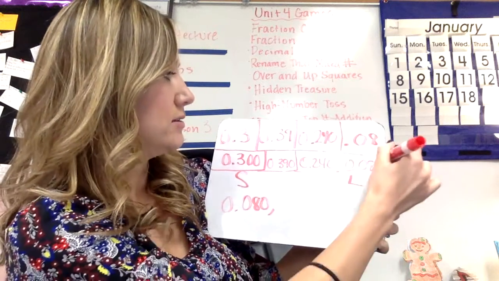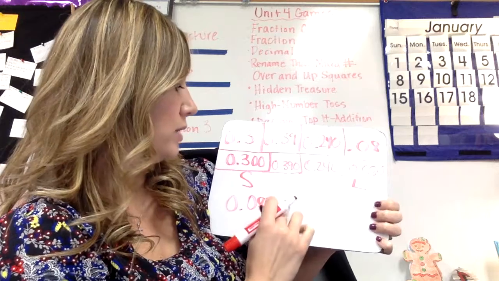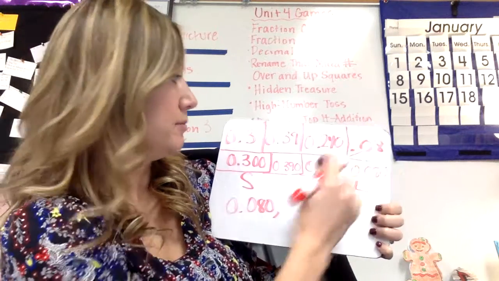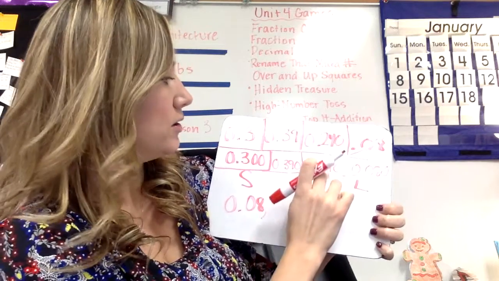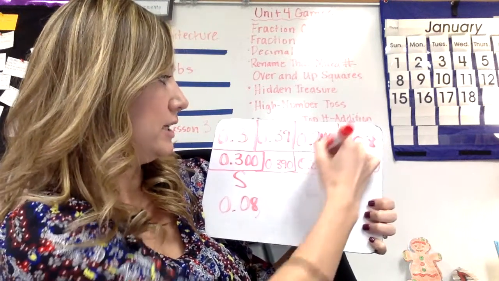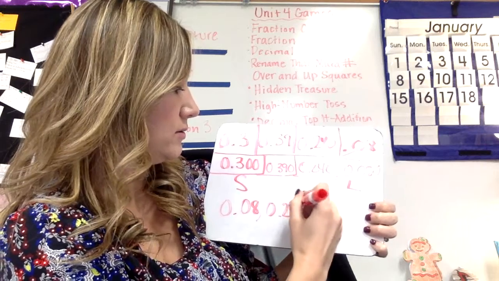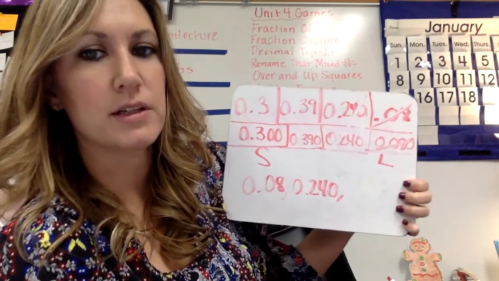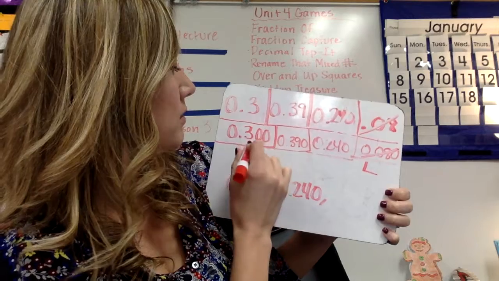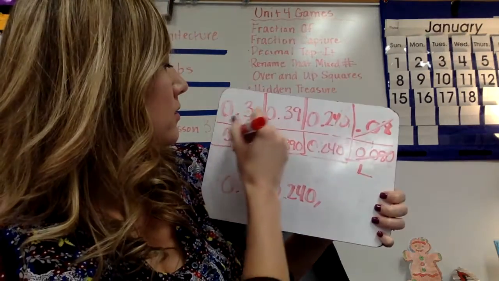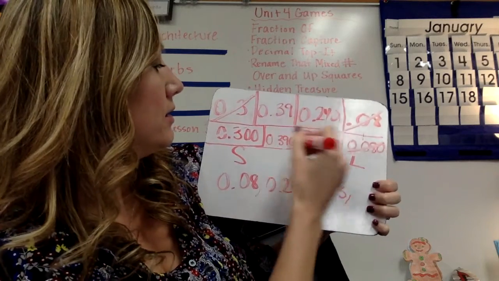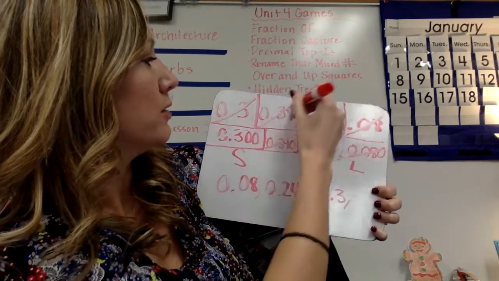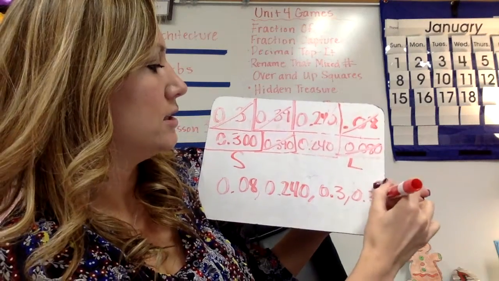80 thousandths. I would write my original decimal, so it would be 8 hundredths. Then I would go 240 thousandths. My original is 240 thousandths. It's kind of hard to see. Then my next one, 300. My original decimal is 3 tenths. And then lastly, 390, which my original was 39 hundredths. So that is how we would order decimals.